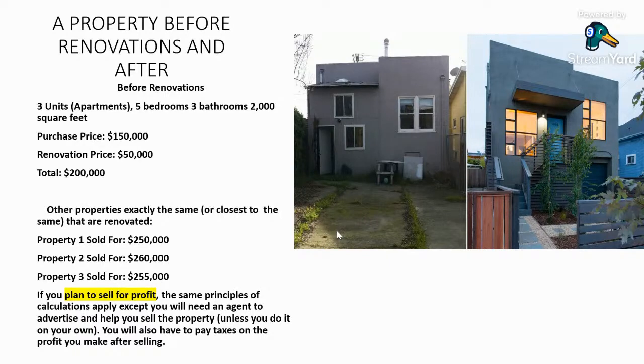The agent can get you on the list where it's advertised to way more people than you can probably reach at the moment. Let's say if you have a big market, then hey, you could market it yourself, but the agent usually helps with the marketing and the selling. So if you plan to sell for profit, then you would add an agent, unless you're doing it yourself. I put in parentheses, unless you do it on your own.